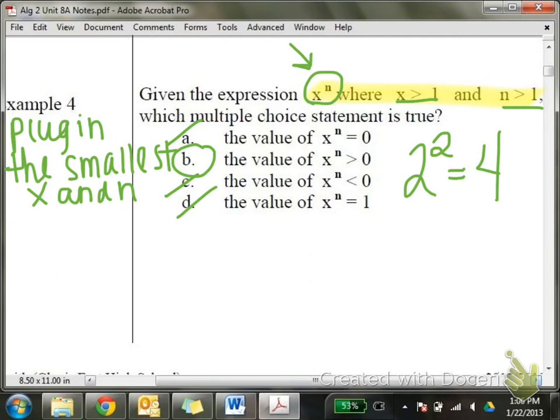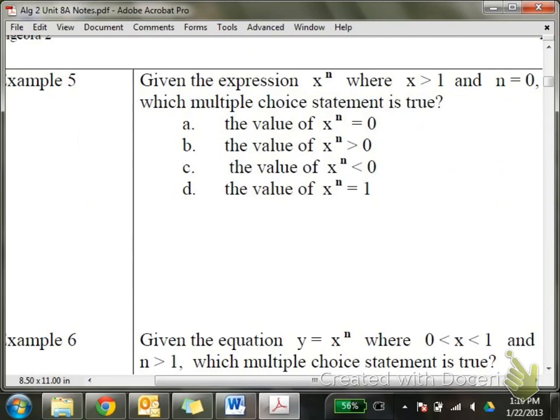Okay, so what I want you guys to do, example 5, I want you to try it on your own. X to the n, x is greater than 1, and n is equal to 0. So they tell us exactly what to plug in for n this time. X is greater than 1, n is equal to 0. Solve that on your own, please.